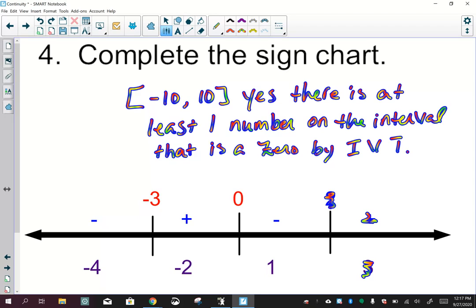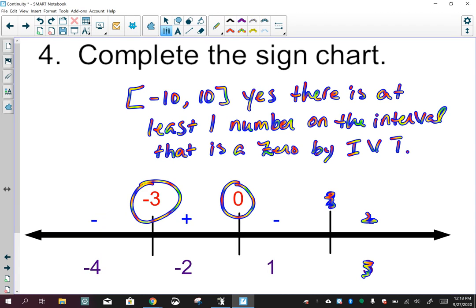So if it's asking you, is there a number here on the interval from -10 to 10, you go through this process and you'll notice that I have sign changes. And since I have sign changes, the answer is yes, there's at least one number on this interval that is going to be a 0. And we notice from here to here, I have a sign change. So that's probably going to be a 0. And then from here to here, there's a sign change. That means that's probably going to be a 0.